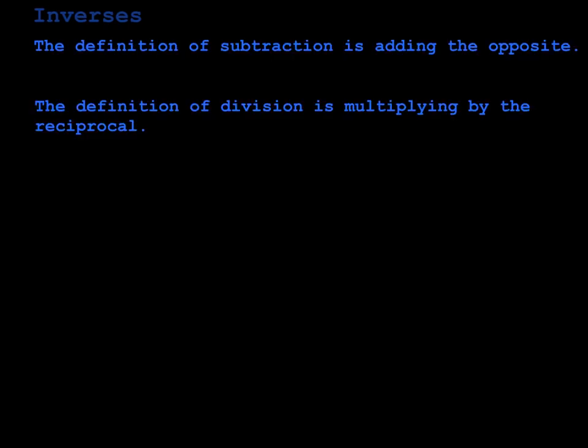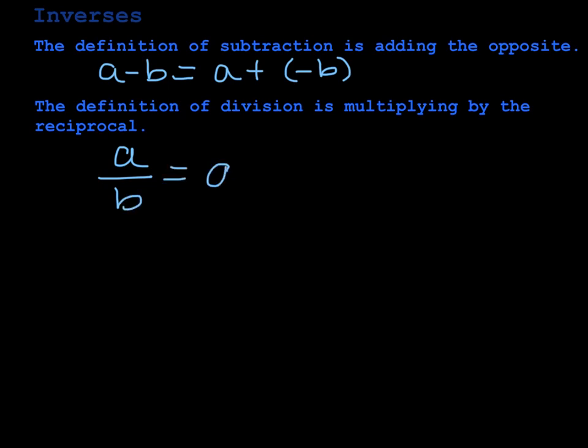Okay, the next properties we're going to discuss are the inverse properties. And before I do that, let me give you the true definition of subtraction and the true definition of division. Alright, the definition of subtraction is adding the opposite. So A minus B is the same thing as A plus the opposite of B. The definition of division is multiplying by the reciprocal. So A divided by B is the same thing as taking A and multiplying it by the reciprocal of B, as long as B is not 0. I have to add that little disclaimer, we can't divide by 0.